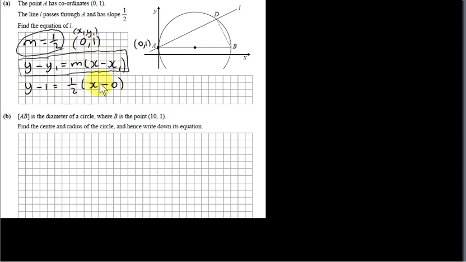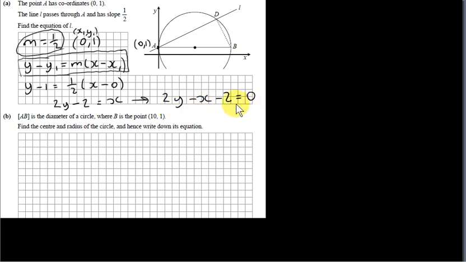Now, normally we don't like fractions, so we multiply both sides by 2 to get rid of this denominator. So we get 2y minus 2, we multiply the left hand side by 2, equals 2 times a half is 1, so we have 1 into x minus 0, or just 1 times x. We can bring everything to one side, that's usually what's done, and we get the equation of the line.